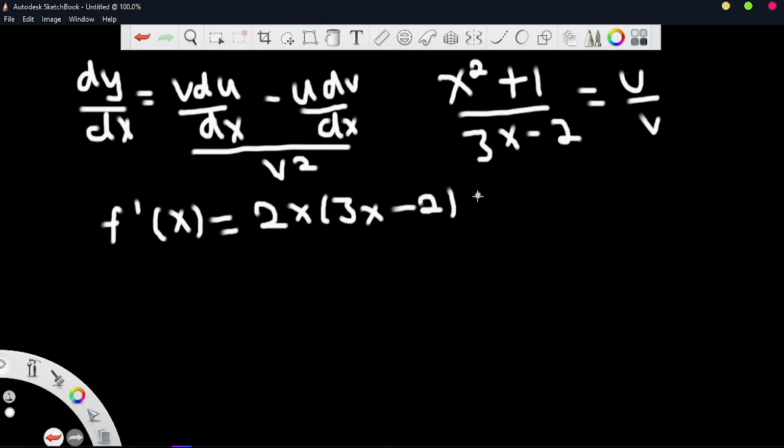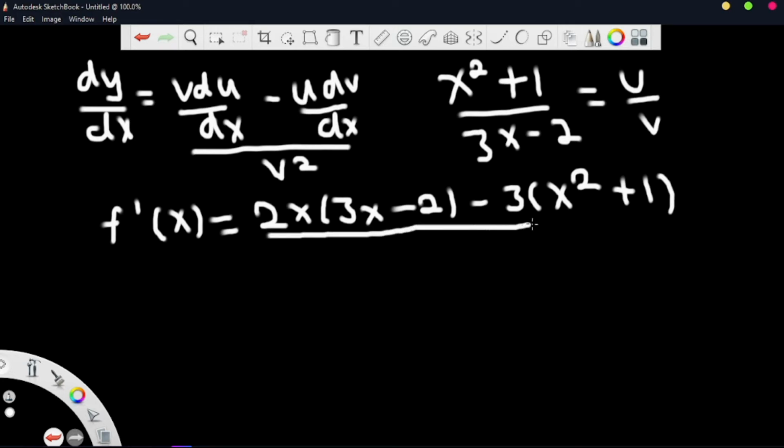So when we're done with this part, now we're just going to do the reverse of that. I'm going to differentiate 3x minus 2, which is just going to be 3, and then I'm going to write the basic this one and differentiate it as it is given, x squared plus 1, and then all this will be over my v squared, which is 3x minus 2 squared.